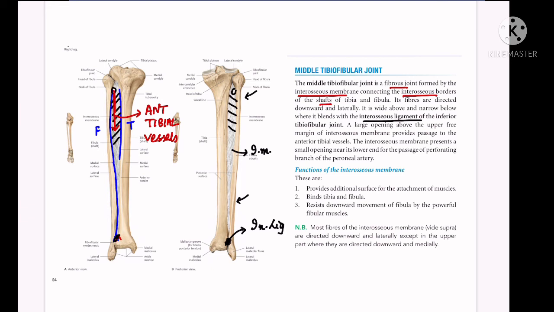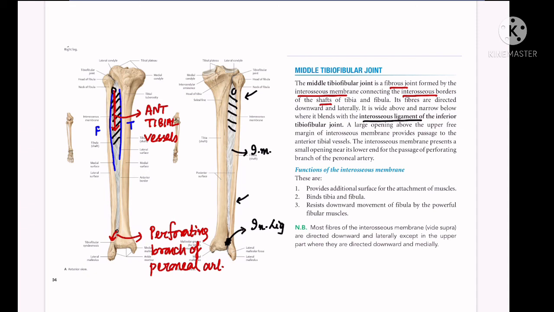Near the lower end, the interosseous membrane presents a small opening. Let me clear the picture and show you the small opening. There is a small opening near the lower end for the passage of the perforating branch of the peroneal artery, which comes from the posterior compartment to the anterior compartment. This is called the perforating branch of the peroneal artery.